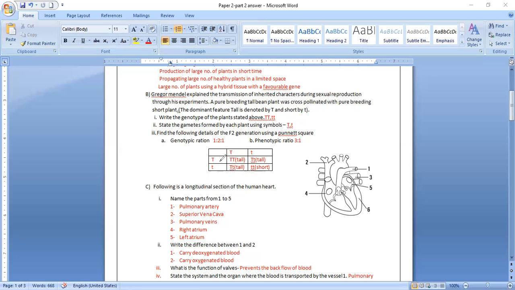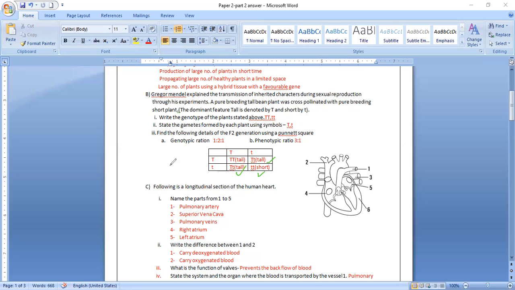See, T, t, then you have to join everything. T, t, this T. Then again this T with this T with this. Okay. So here capital T will give the dominant character. Here also you have a capital T, so dominant character. Small t, so that is the recessive character.